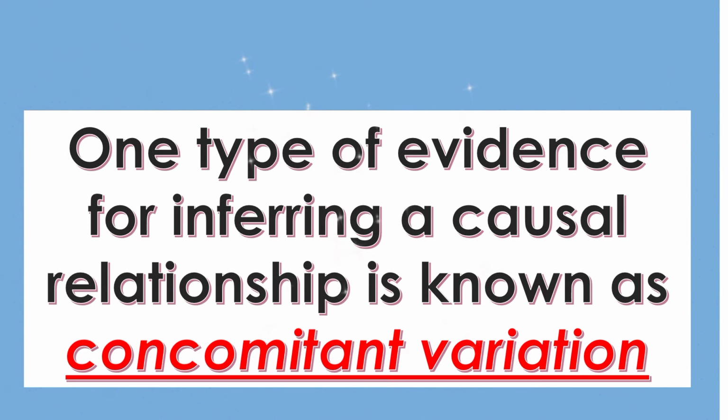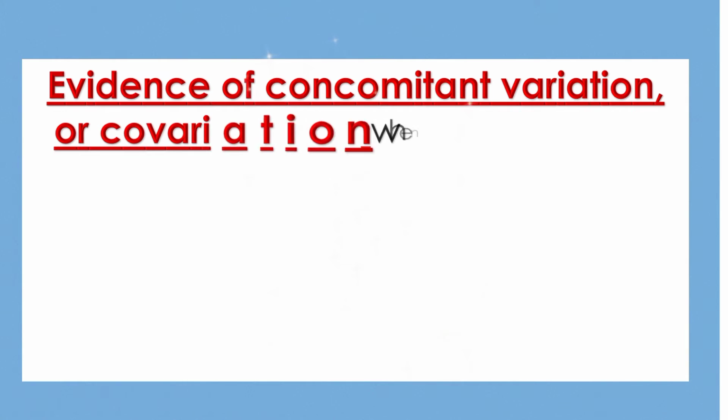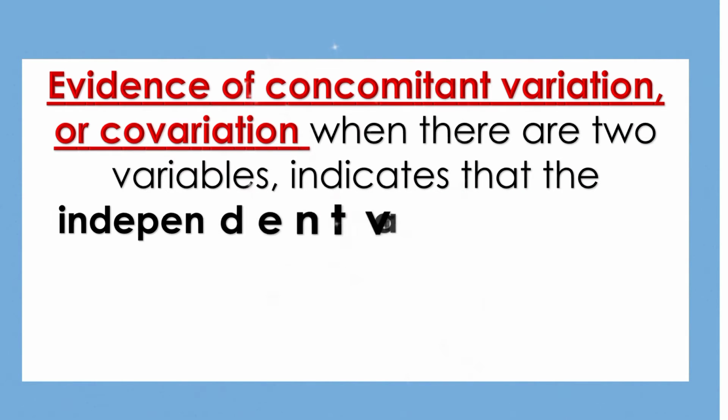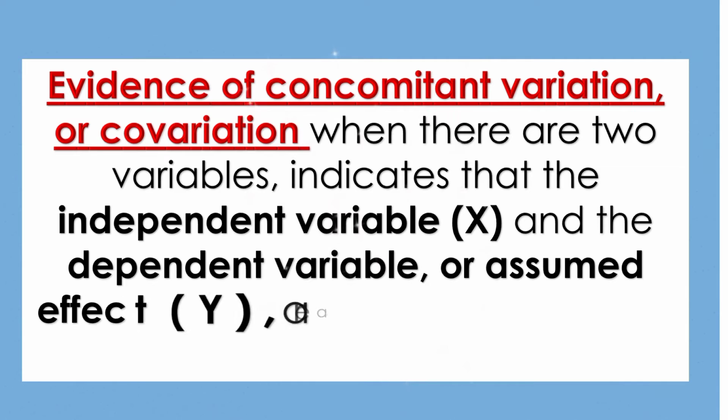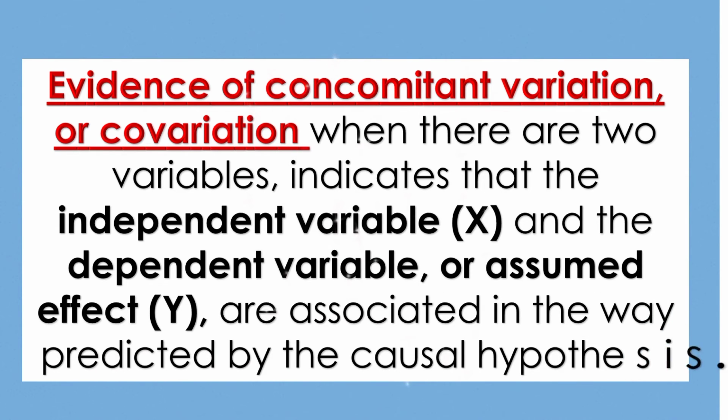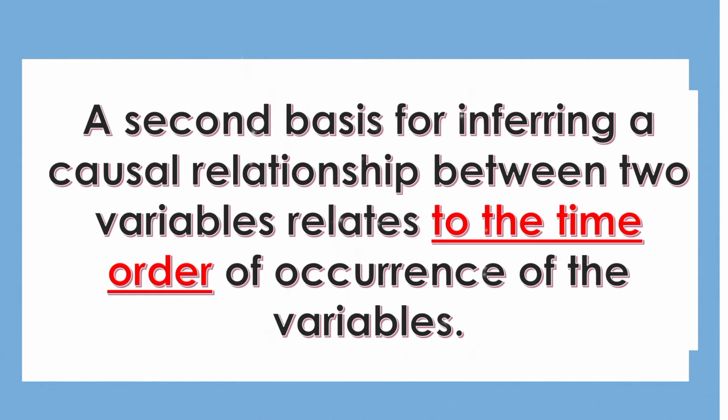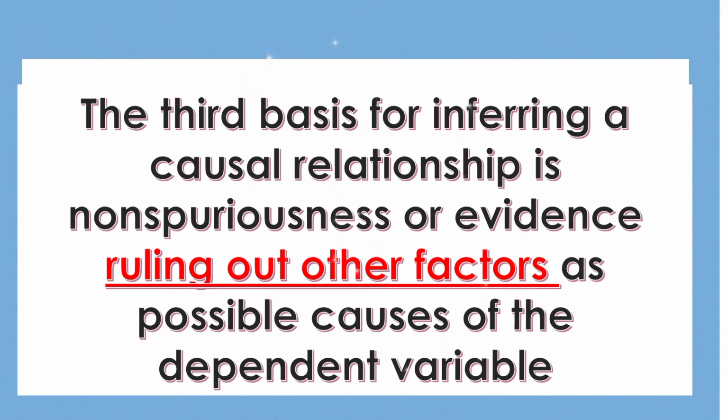One type of evidence for inferring a causal relationship is known as concomitant variation. Evidence of concomitant variation, or covariation, is when two variables, the independent variable x and the dependent variable or assumed effect y, are associated in the way predicted by the causal hypothesis. A second basis for inferring a causal relationship between two variables relates to the time order of occurrence of the variables. The third basis is non-spuriousness, or evidence ruling out other factors as possible causes of the dependent variable.